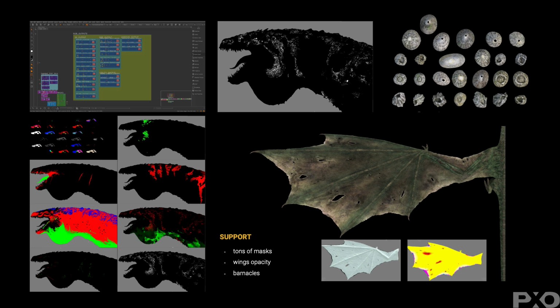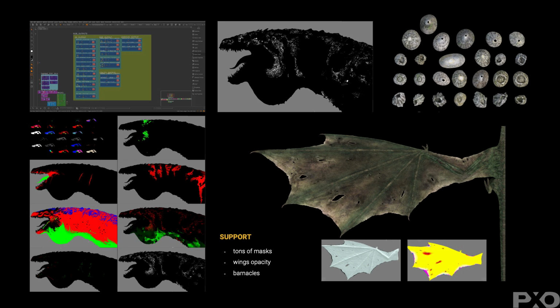This kind of whitish crust really felt like leftovers from the barnacles. It was very good. So this is just to show you how much interaction there can be between different departments, with texturing really in the middle of asset creation. We can do a lot of support for the other departments as well.